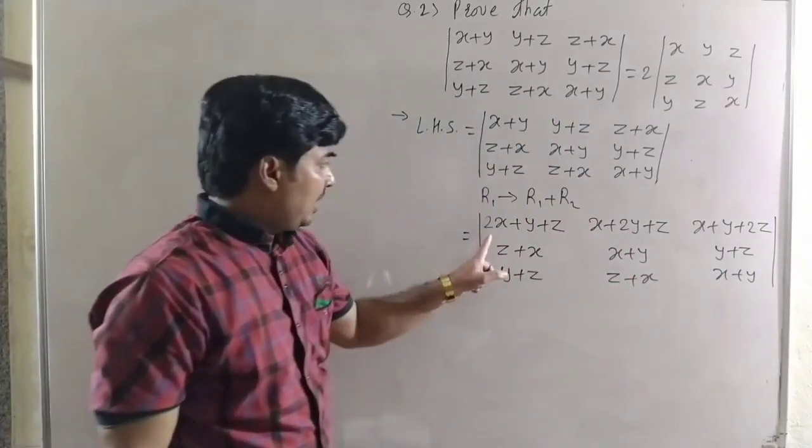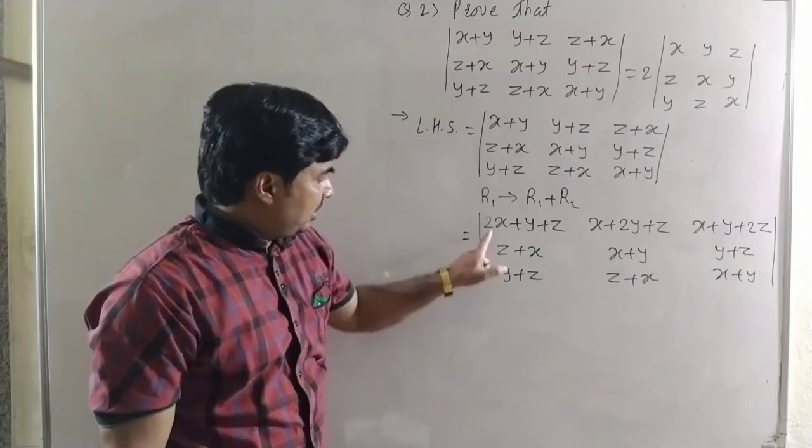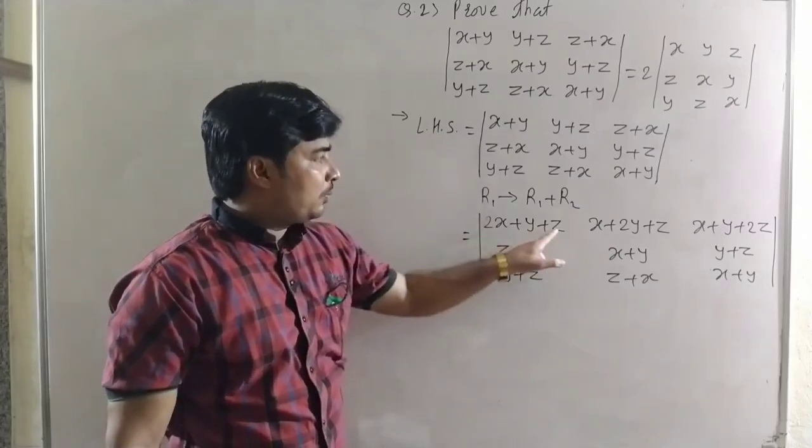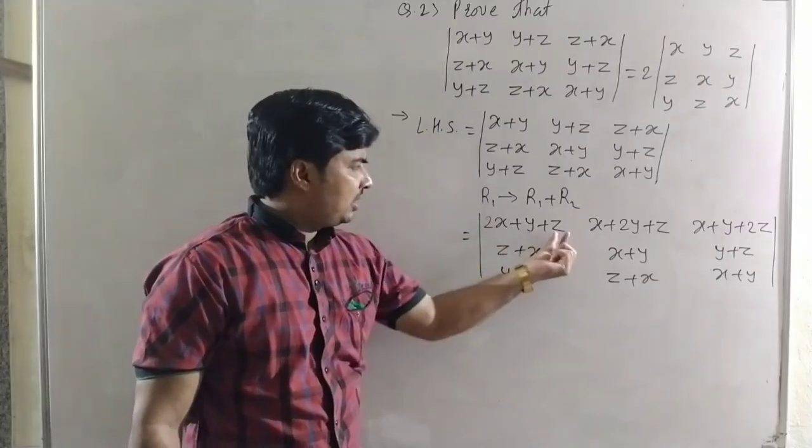Now, again see carefully, here it is 2x plus y plus z.